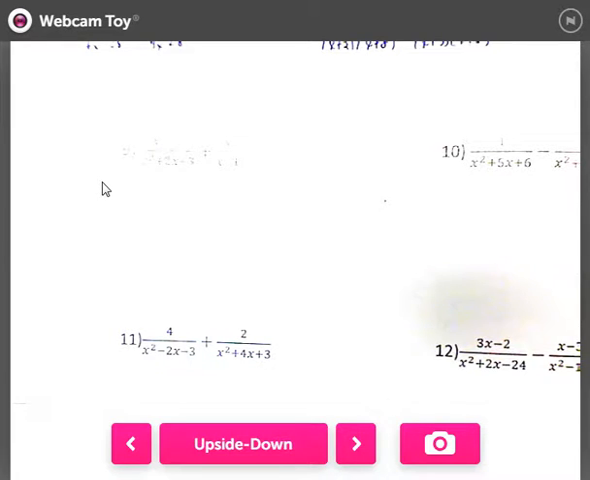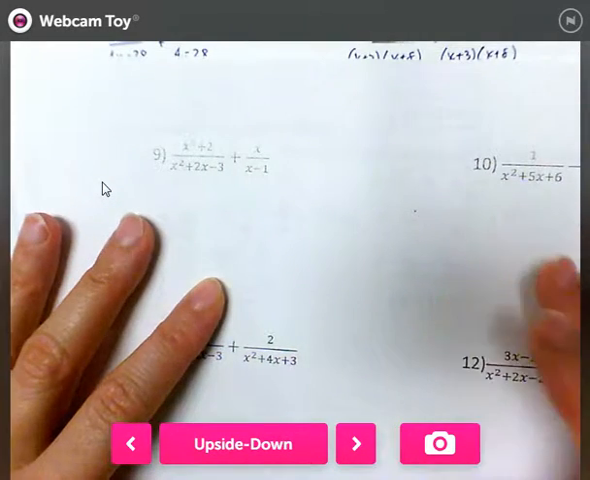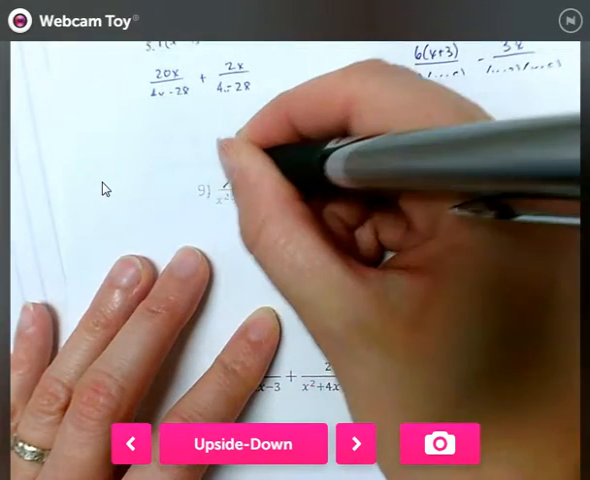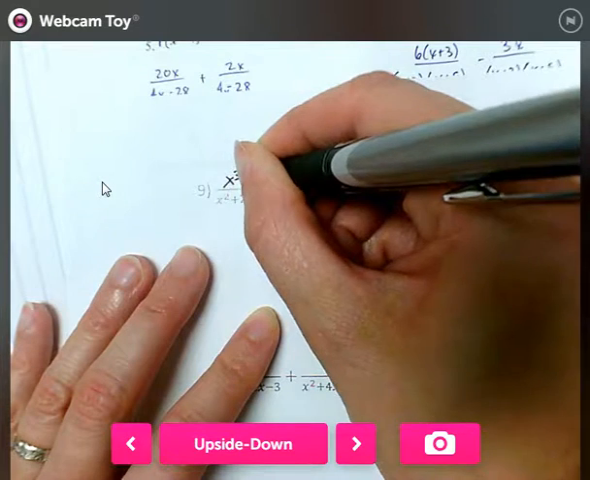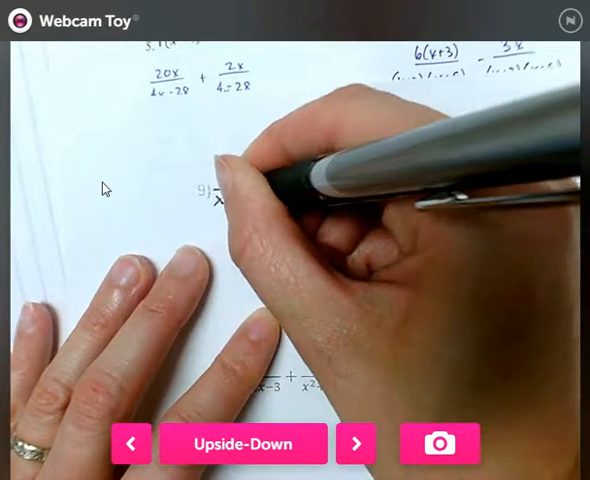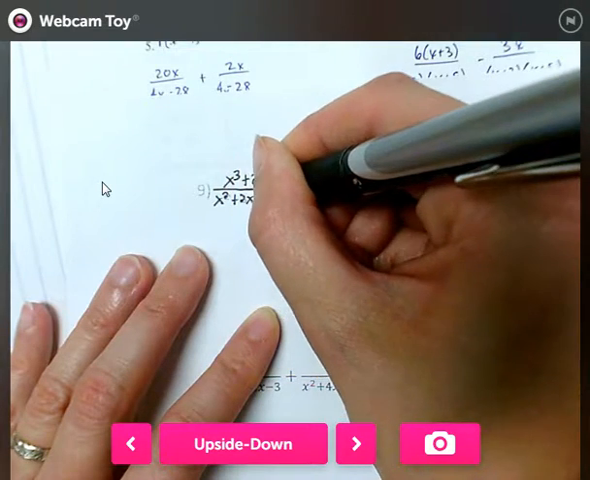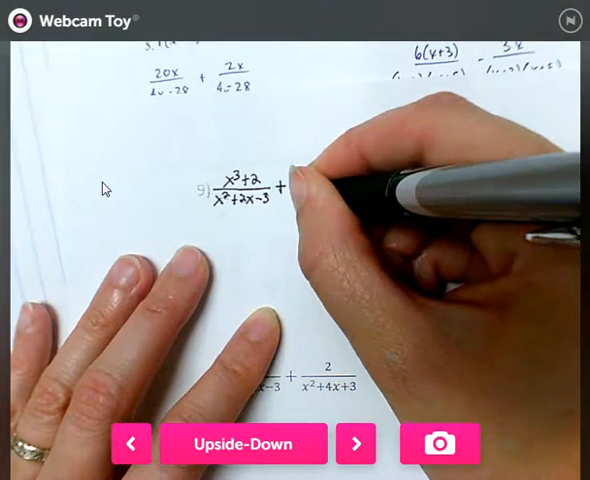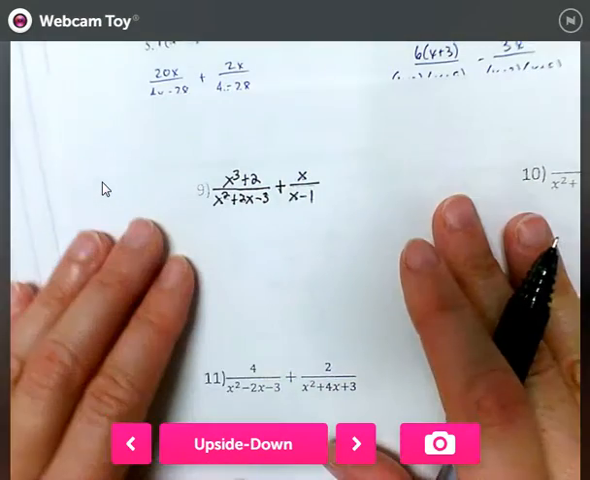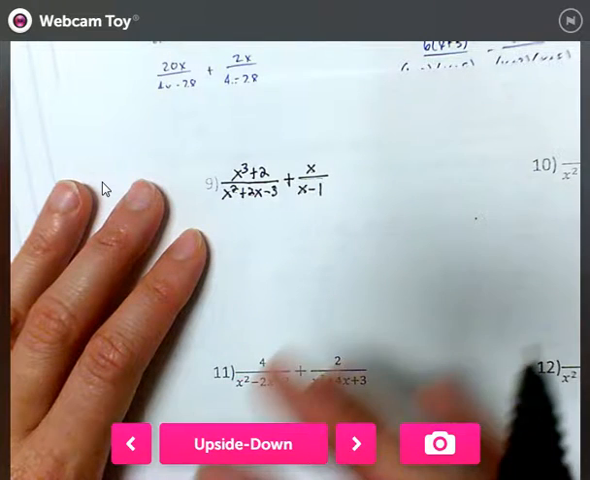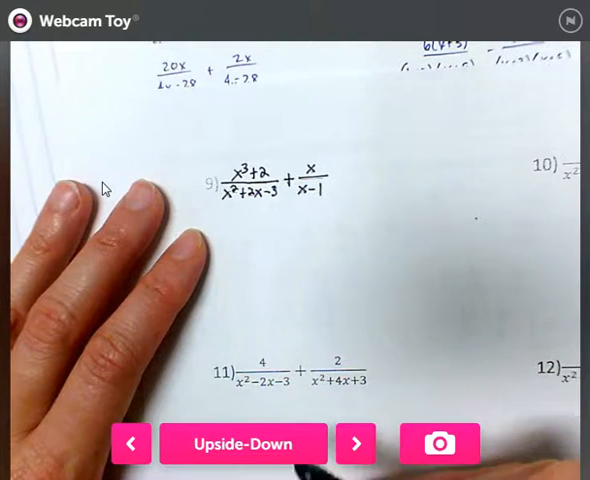All right, so we are going to go over these problems. Number 9 showed up real late, so I'm just going to copy this over again. This is x to the third plus 2 all over x squared plus 2x minus 3 plus x over x minus 1. Okay? So, again, this quiz starts off really easy, and it gets harder on the back.